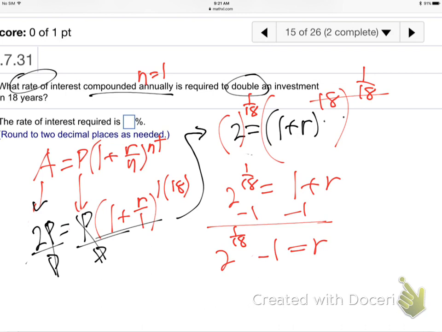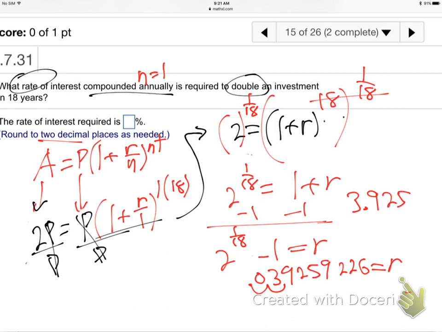So 2 to the 1/18. I'm getting 0.039259226. Y'all getting that in your calculator? And then we got to turn it into a percentage, so move it 2 places. So it's 3.9. How many places do they want it? Oh, 2 places. 3.925, so that rounds to 3.93, doesn't it? Percentage. There we go. 3.93% is the interest rate that'll make money double in 18 years, compounded annually. Is that good?